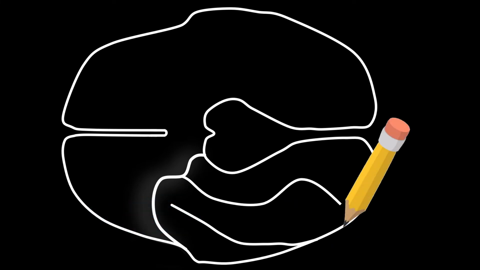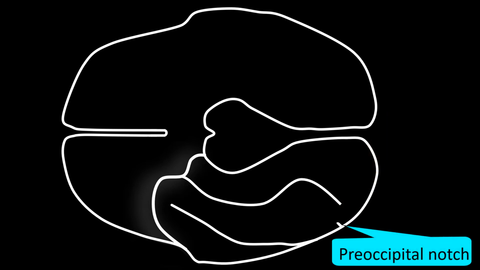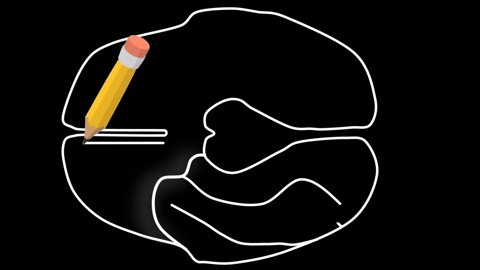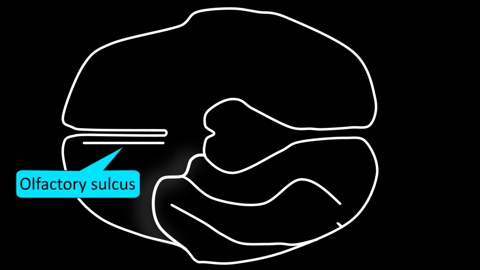Now go back to the edge of the drawing just below the point we started to draw the collateral sulcus, and draw a little line going upwards. This is the pre-occipital notch. Now place the pencil a little below the quick and tight U-turn and draw a line forward. This is the olfactory sulcus. This sulcus is usually covered by the olfactory nerve.